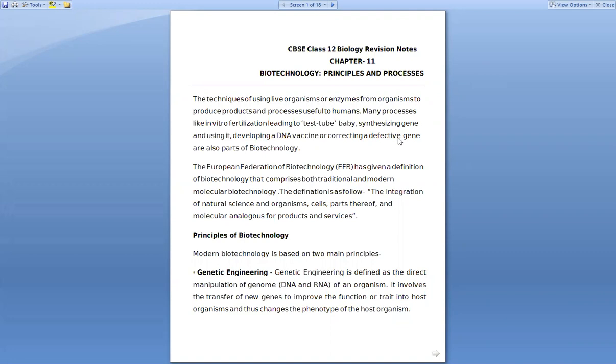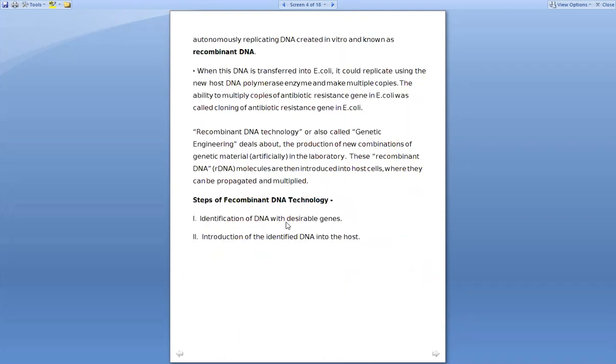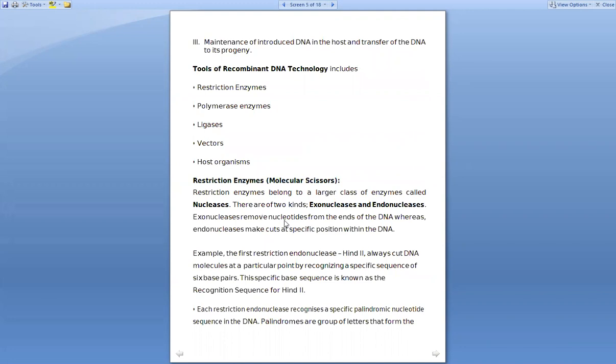Today we are going to see 12th science biology, chapter number 11, that is biotechnology: principles and processes. We have completed several topics of this. We have seen the principles of biotechnology. Then we have seen how the recombinant DNA is constructed, what the steps of the rDNA technology are, and which tools are used for recombinant DNA technology, right?